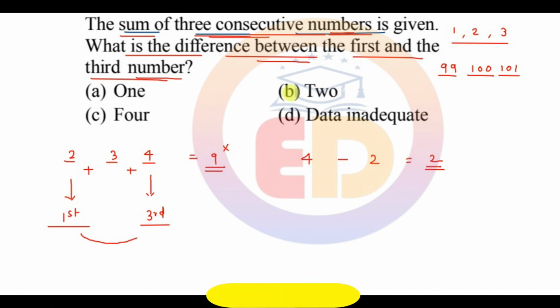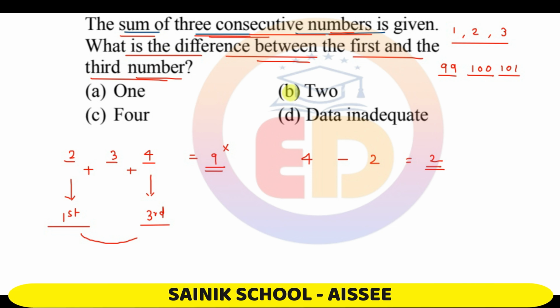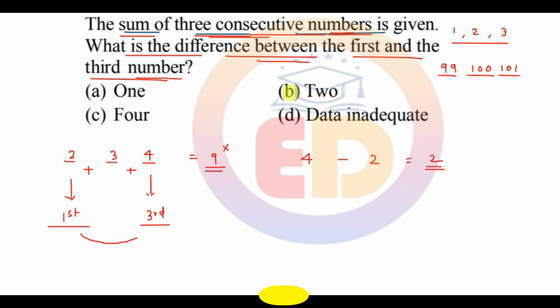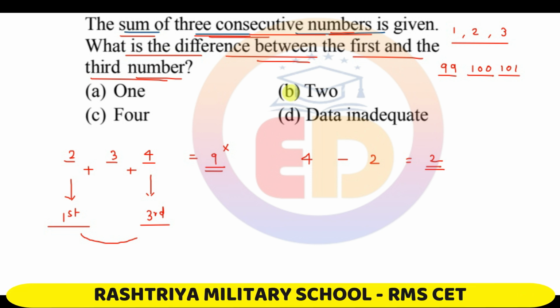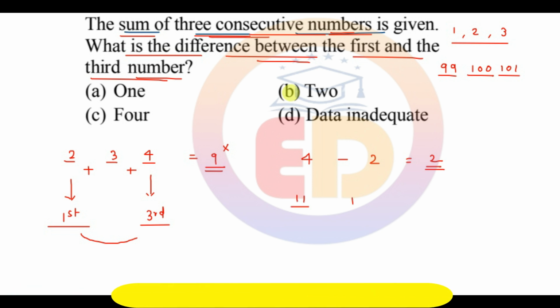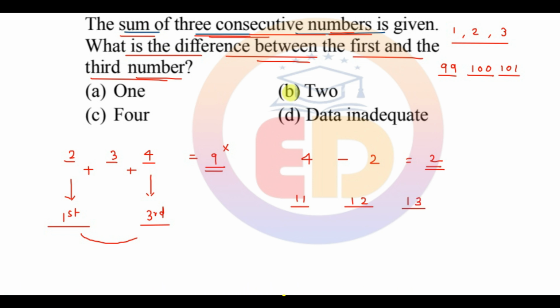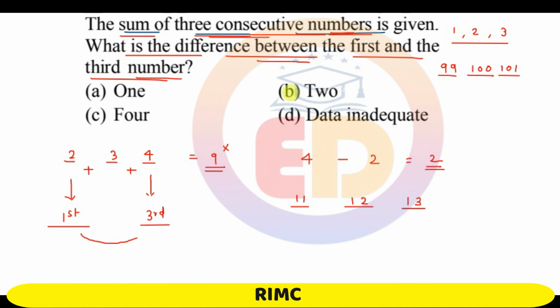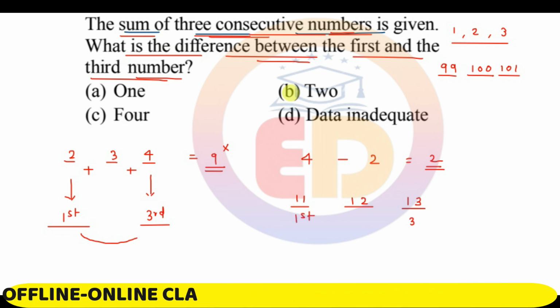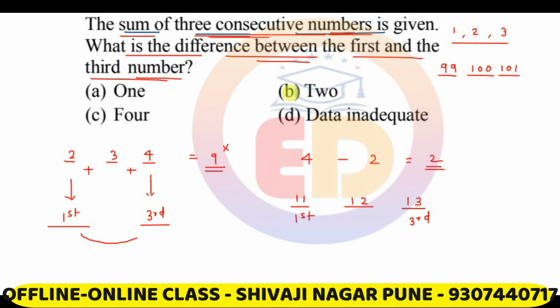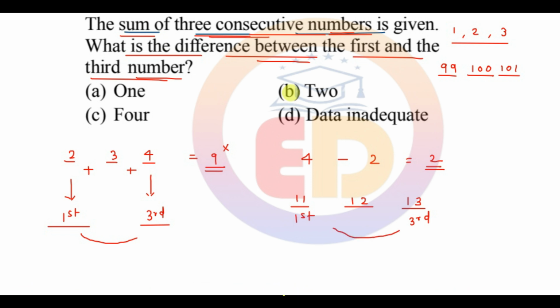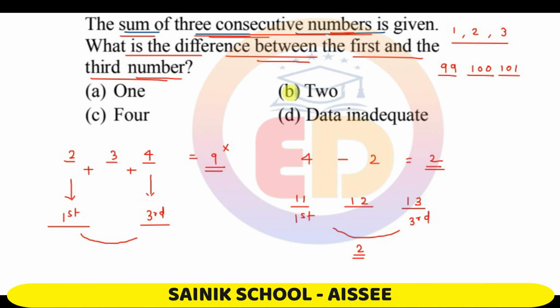Now let's understand this question by taking one more example. Let us take another set of 3 consecutive numbers as 11, 12 and 13. Then again the difference between the first and the third, 13 minus 11, will again give the answer as 2, which will confirm our answer as option number B.